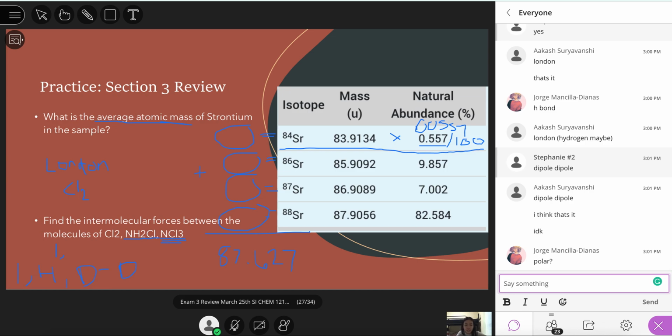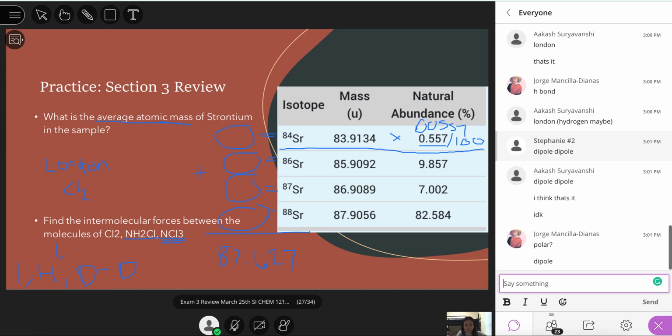What type of forces do you have with a polar bond? Dipole, yes, exactly. You're going to have dipole-dipole forces. There's no hydrogen in this case, but it's still polar. So it's going to be dipole-dipole and London dispersion forces.